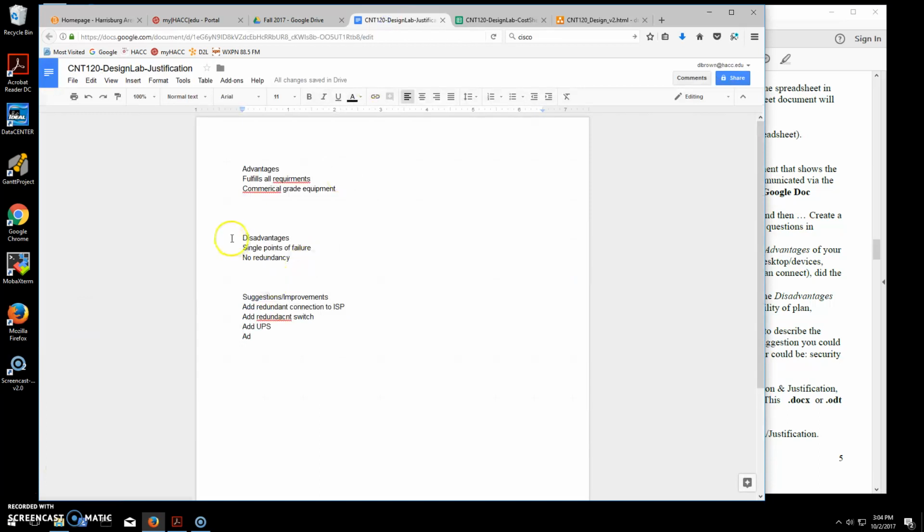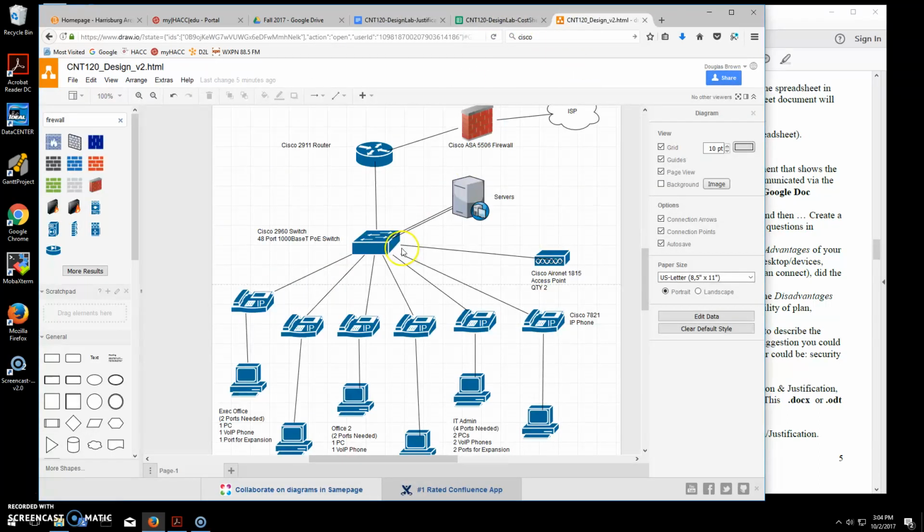We'll then come back under disadvantages and address this. We do have single points of failure here. We don't have redundancy. We don't have any UPS. We don't have any of these things that would help you now and in the long run. You didn't specify them, so we didn't put them in. But these are things we should really do.